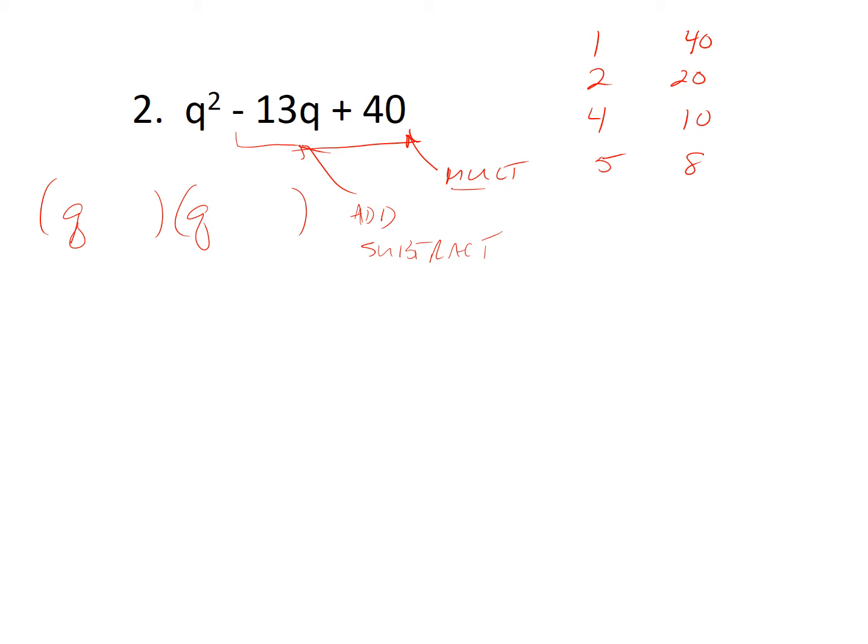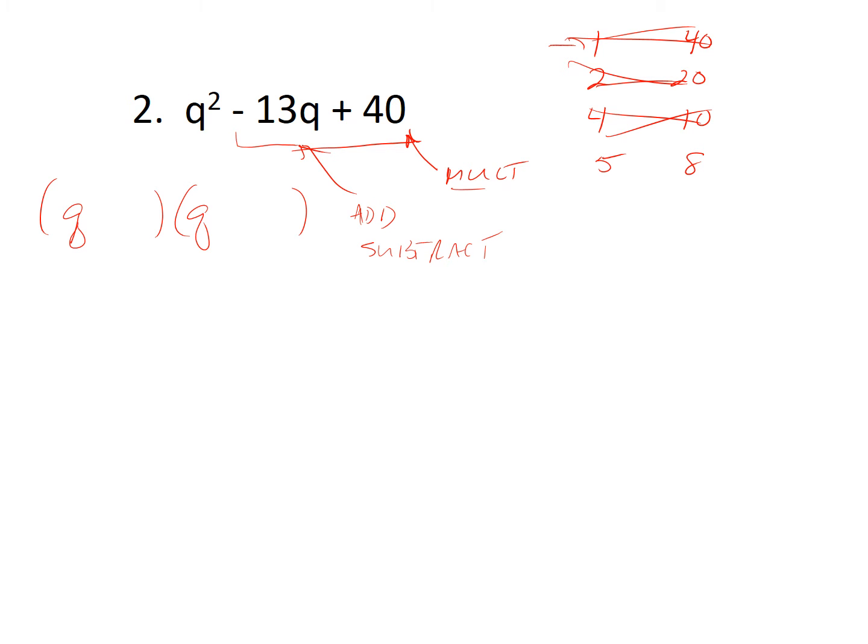Well, look at the first one, 1 and 40. Those numbers are way too far apart. There's no way I'm going to be able to add them or subtract them and get 13. So they're out. 2 and 20, the same thing, right? They're too far apart. I'm not going to be able to add or subtract them and get the negative 13. 4 and 10 were closer, but 10 and 4 is 14 if I add them, and if I subtract them, 10 minus 4, I'm still not going to get minus 13. So these guys are all out, and I'm hoping 5 and 8 is going to help me.